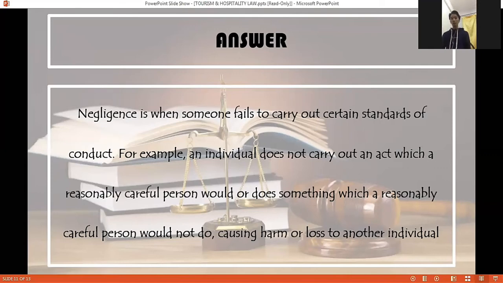An element is a necessary component of a legal claim. The plaintiff must prove the following to prove negligence: duty of care, breach of duty, causation, and remoteness of damage. So the first element is duty of care.